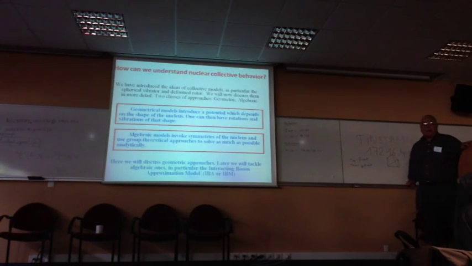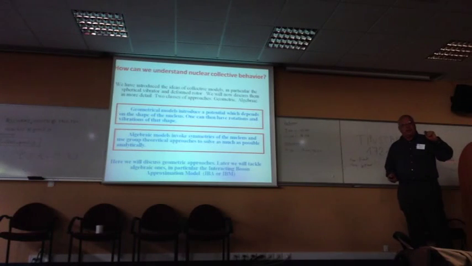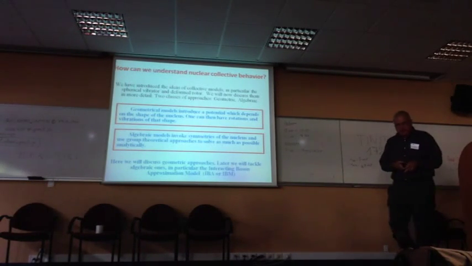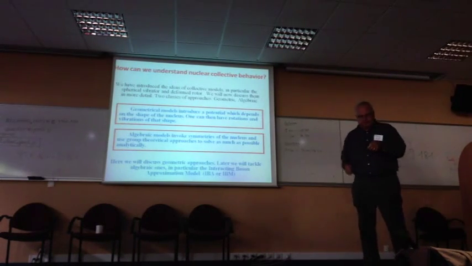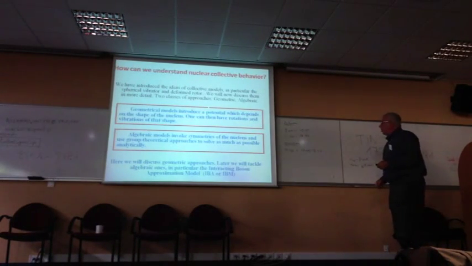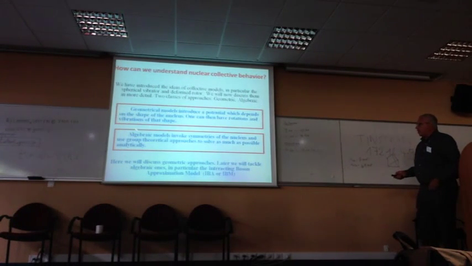Okay, so now how can we understand this? There are 2 basic approaches. One is geometrical models, which introduce a potential that depends on the shape of the nucleus. This is a different potential than the one we talked about yesterday for individual nucleons. That was a potential that depended on the radius of the particle from the center. This is going to be a potential that depends on the shape of the nucleus. And algebraic models, which invoke symmetries in the nucleus and use group theory and so on.